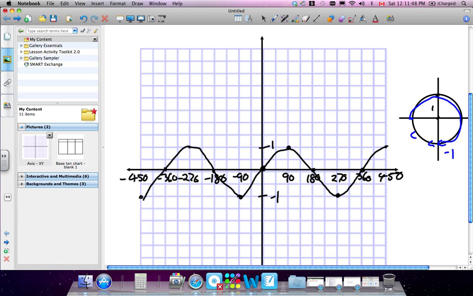And finally, on a normal circle, when you get to 360, you're usually back where you started, and you're back at 0. Now that would be considered the period of the function. Have you heard of that before? The period of the function is how long it takes to do a full rotation.